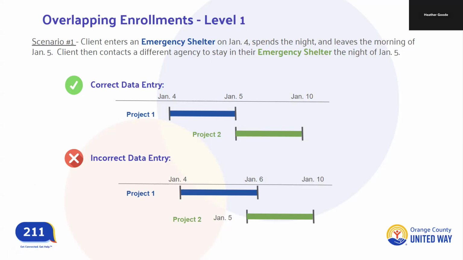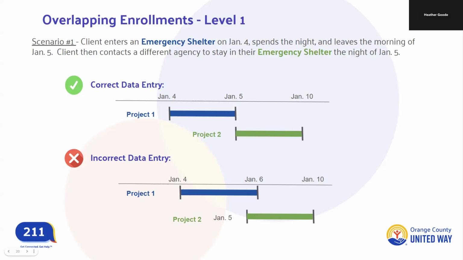This next part is an example of incorrect data entry, and this will most likely involve a data entry error. In this case, the client enrolled correctly in the first project, but incorrectly exited. And so this shows that they were enrolled in the second project before they were exited from the first project, creating a visualization that the client stayed the night in project one and project two.